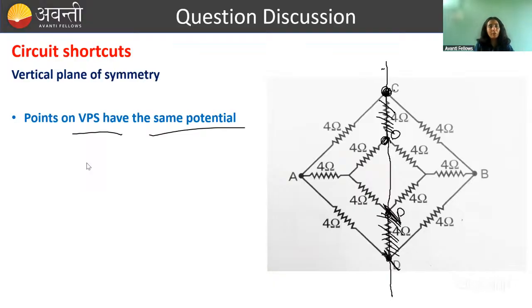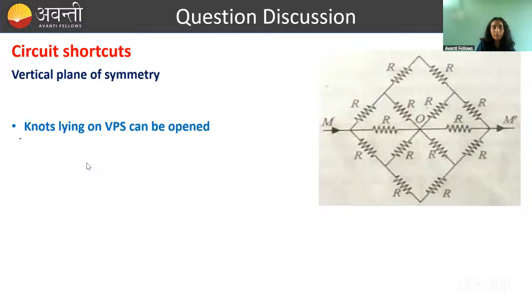And in a circuit, if you get to know that there won't be current flowing through something, we will simply remove it from the circuit, as we did in the shunting case, right? So here also, if you're getting two points having the same potential, no current flows, you can remove it from the circuit. Okay? And the third important point is, if there are knots lying on the VPS. A knot means not just a point where two branches are coming, but a point where more than two branches are coming or going out. That is called a knot, 'gaanth' in Hindi, right? So a knot lying on the VPS can be opened.